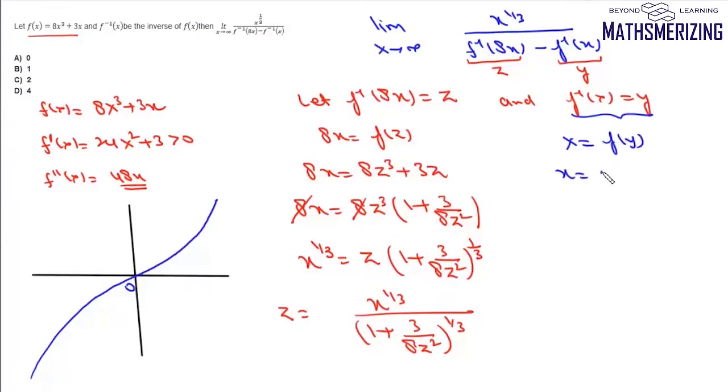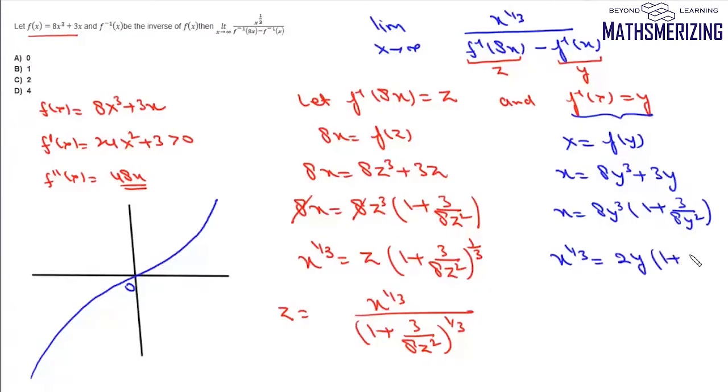Now f(y) is 8y cube plus 3y. Again we'll take 8y cube common. We'll write (1 plus 3 by 8y square). And if we take cube root again, we'll get x to the power 1 by 3 and it'll be equal to 2y (1 plus 3 by 8y square) to the power 1 by 3, or we can write y as x to the power 1 by 3 upon 2 (1 plus 3 by 8y square) to the power 1 by 3.